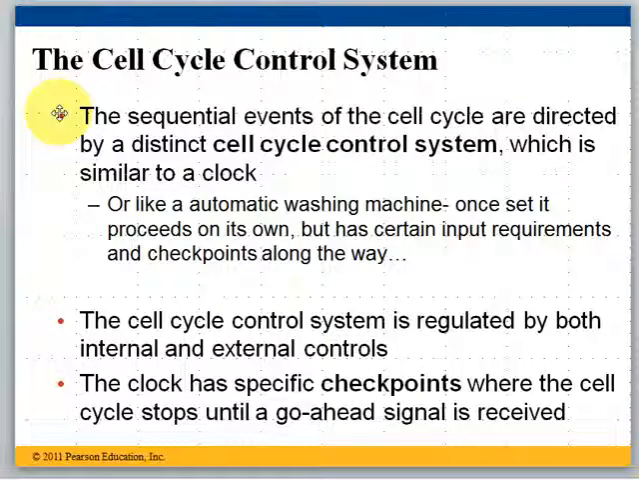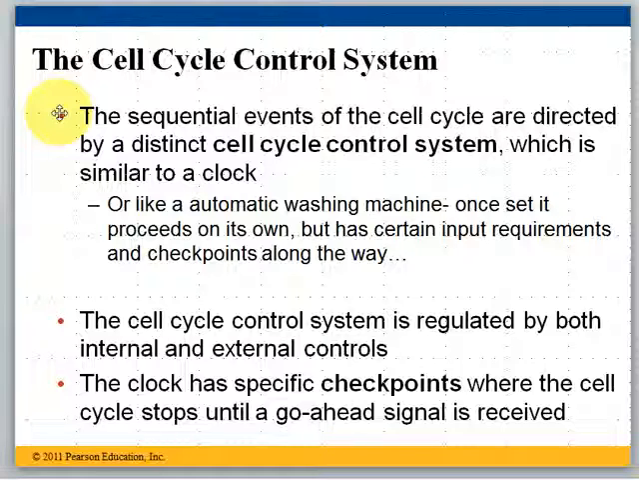So going back to this idea of a control system for this whole cell cycle, you have a series of events that have to occur, and they have to occur in a certain way. You can't have the S subphase occurring before the G1, and you need to have everything occur in a certain order, and they all need to be timed out together. So these sequential events are directed by something called the cell cycle control system, and you can think of this as an automatic clock, or think about your automatic washing machine, or perhaps your automatic irrigation timer that waters your lawn.